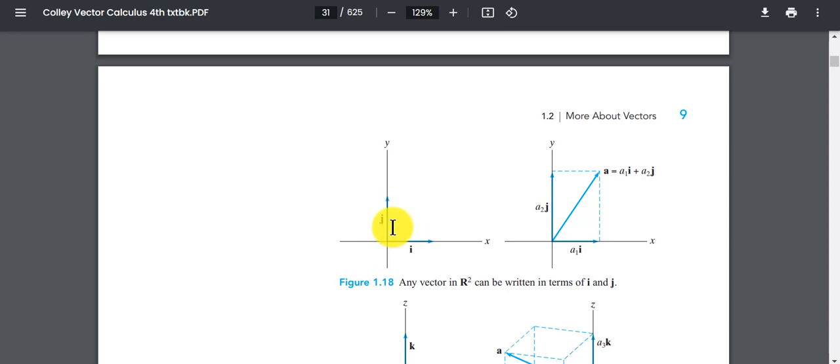And let's suppose that this is of length 1, and this is also of length 1. So these are called unit vectors because of their length. Any vector that has a length 1 would be called a unit vector, but these are special unit vectors because this one only points in the x direction, and this one only points in the y direction.